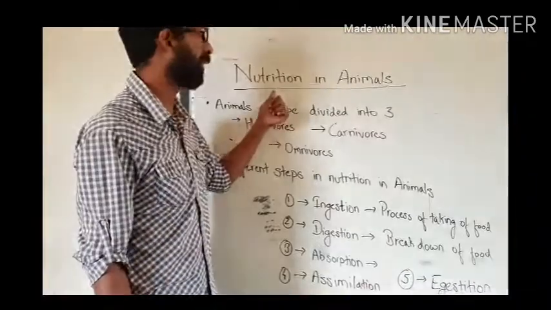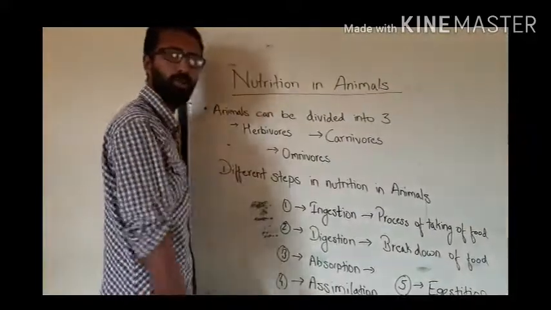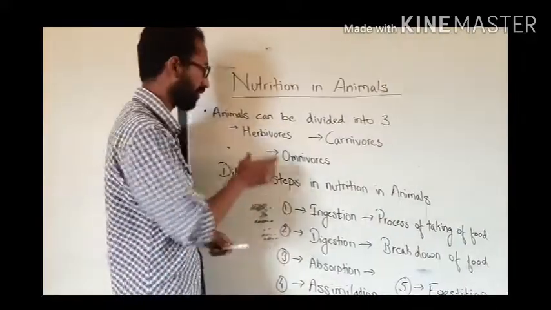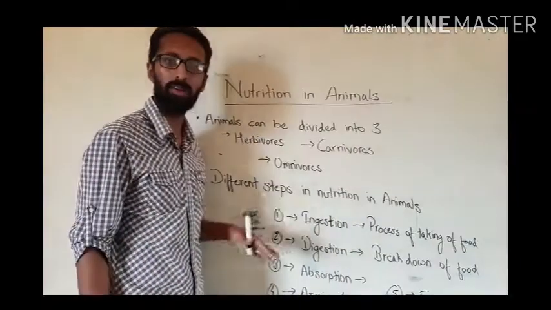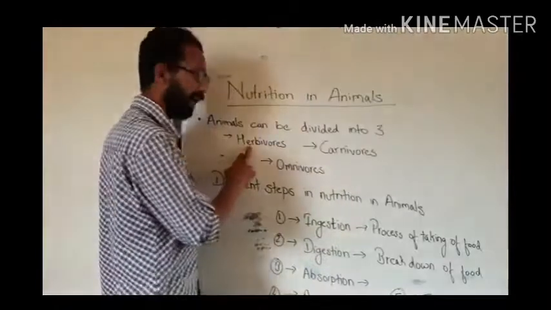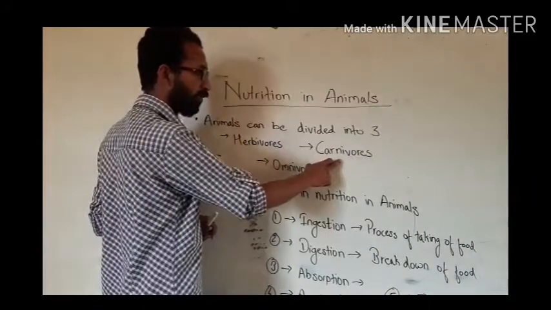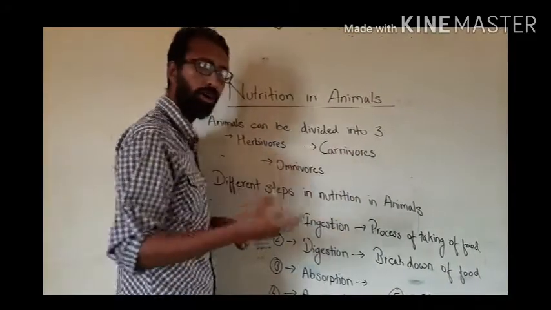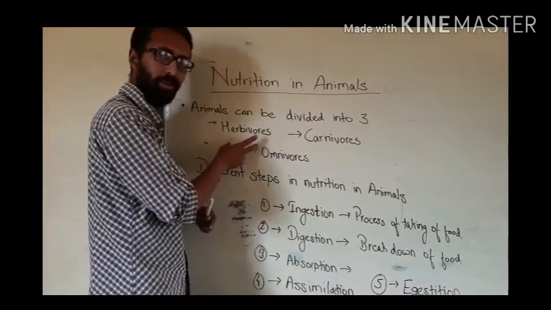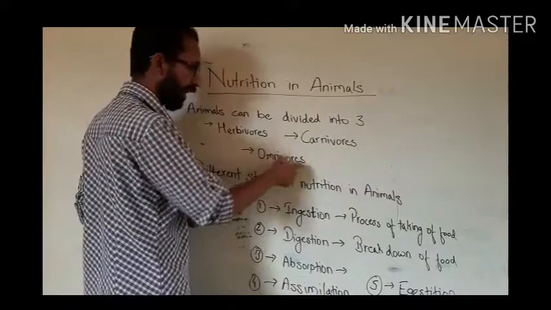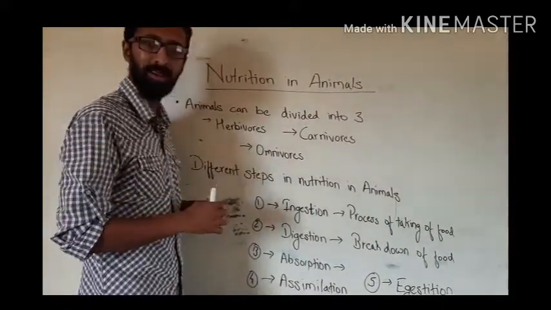So students, now we will be learning about nutrition in animals. Animals can be divided into 3 different categories. That is, first is herbivores, carnivores and omnivores. These you would have learned in smaller classes also. Herbivores are the animals which only feed on plant material. Carnivores are the animals which only feed on meat, or they will be eating the herbivores itself. And omnivores are those animals which feed on both plant as well as meat.